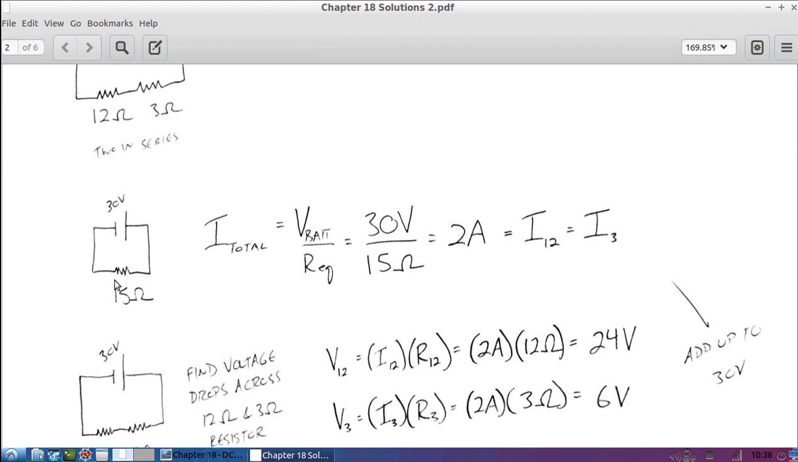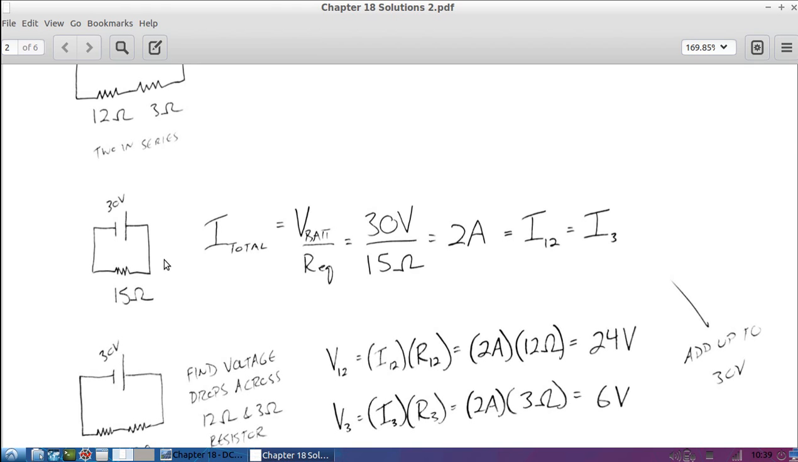Once I get to this point, I'm looking for the current that's going through the battery. Now, we'll see this in a couple examples. The current that's going through the battery is going to be the same current that's going through every resistor that's on the same direct path as the battery. So if you're a resistor and you're directly connected to the battery, you're going to have the same current going through that resistor as is going through the battery.